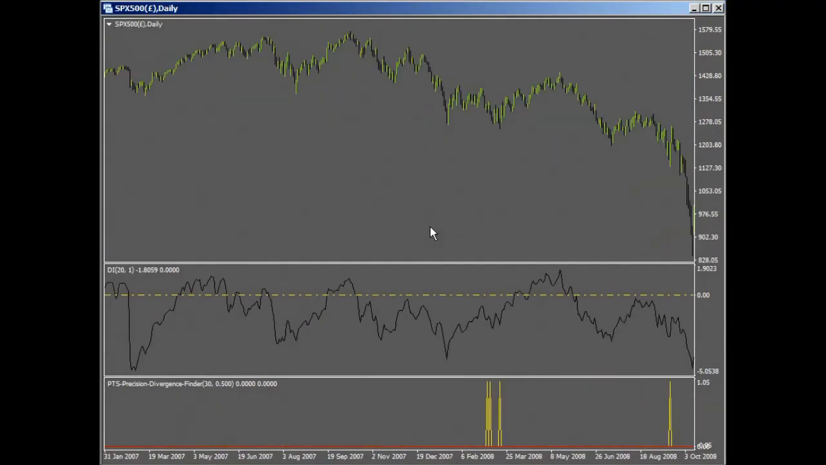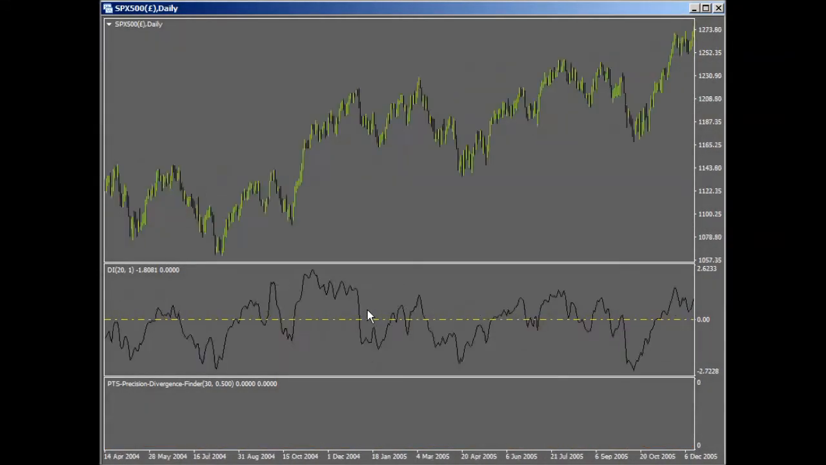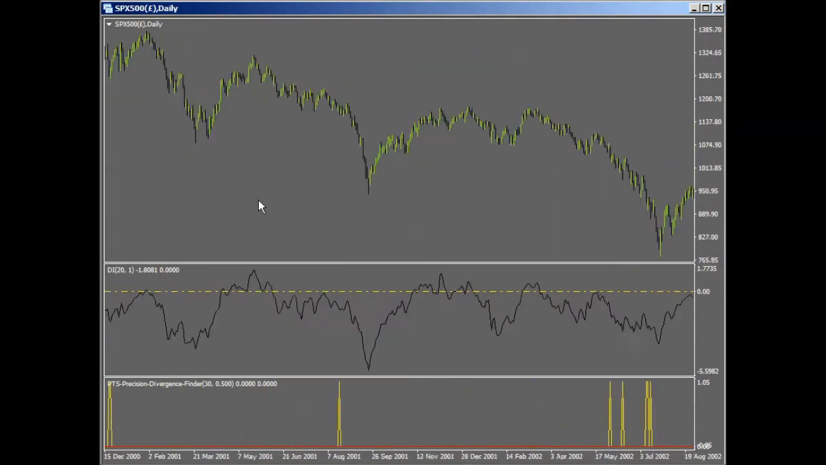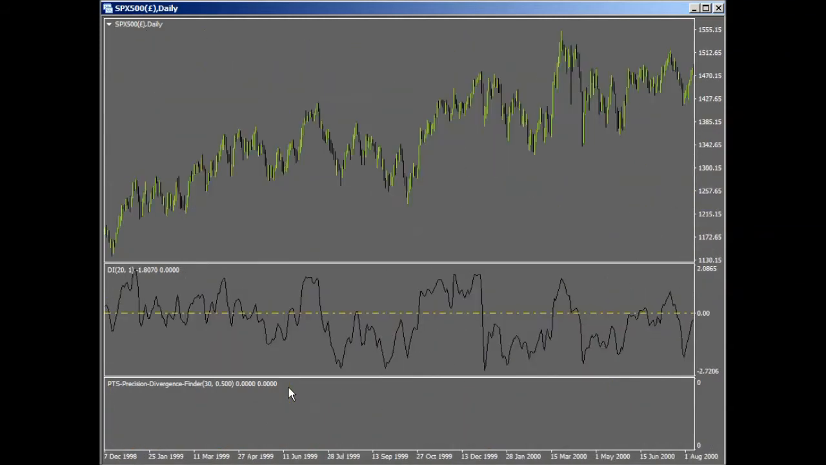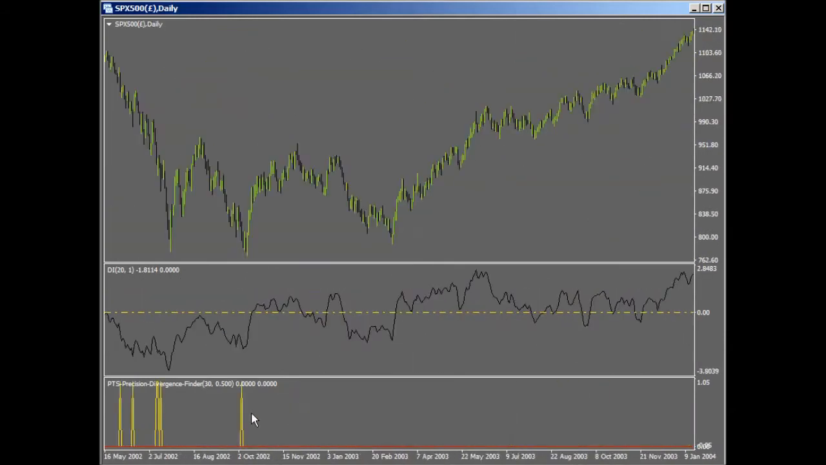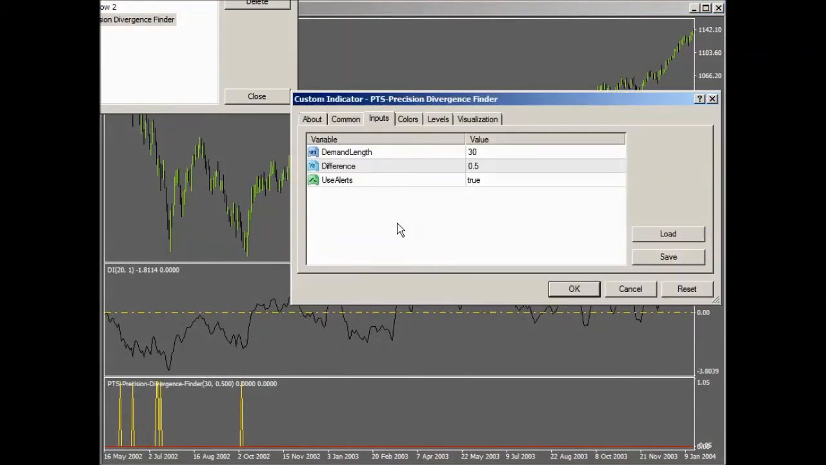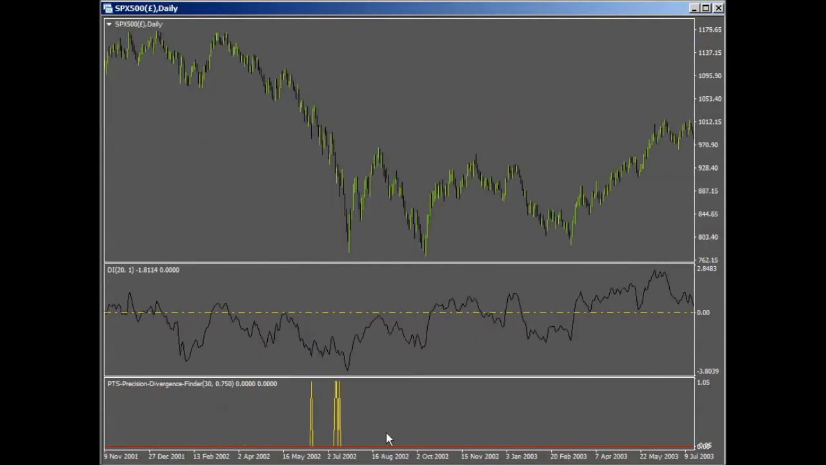So a lot of the signals have gone, but the best ones are still there. The bad ones are still there as well. There's another bad one. There's another bad one. And again, we make the difference it looks for bigger, 0.775. You can see one of these has disappeared.